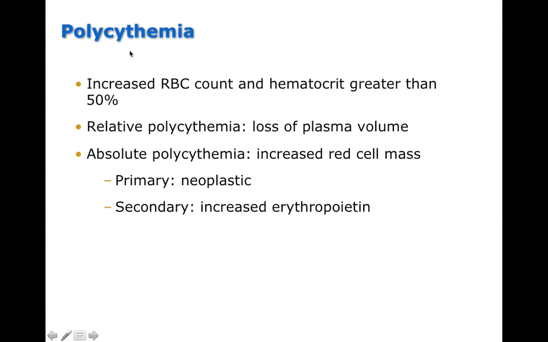So we find then there's an increase in red blood cell count and hematocrit greater than 50%. We call this polycythemia vera. And so relative polycythemia is actually a loss of plasma volume that makes your red blood cell count relatively greater. So it makes your blood a little more viscous, a little more sticky, and more difficult to pump. And absolute polycythemia is actually an absolute increase in red blood cell mass.